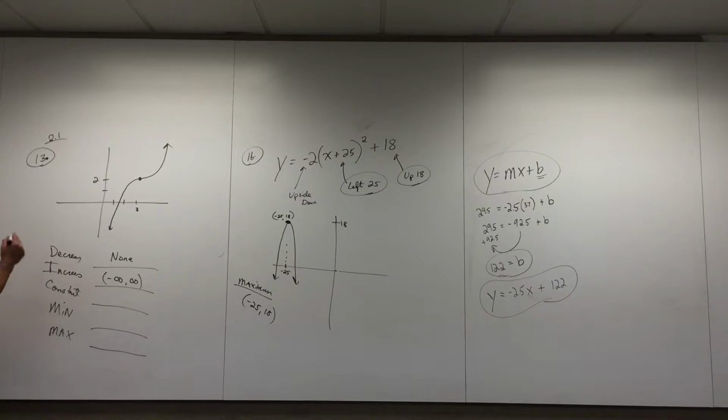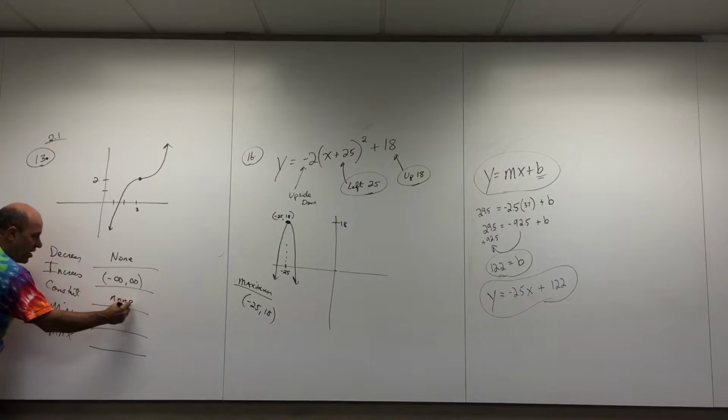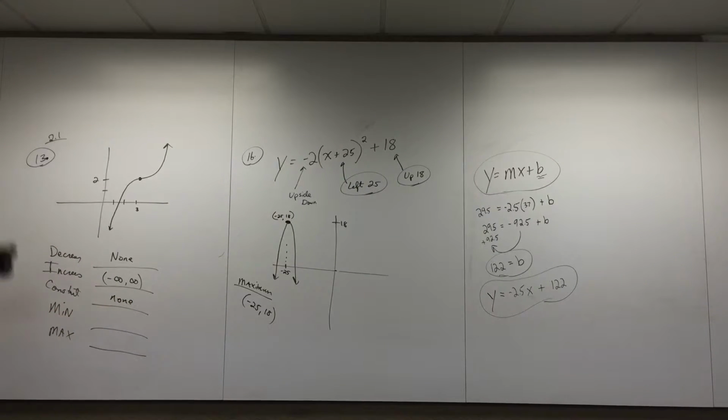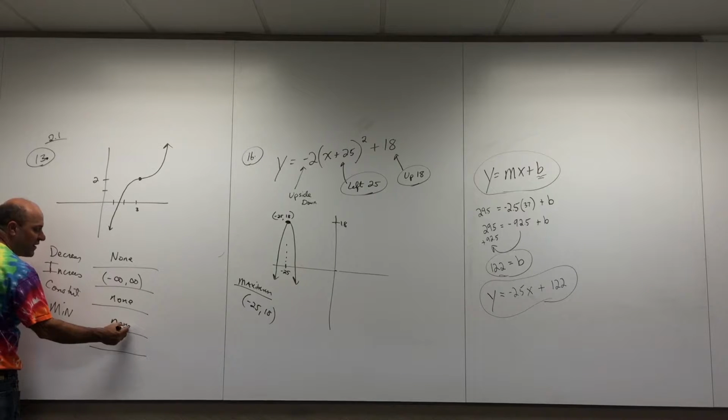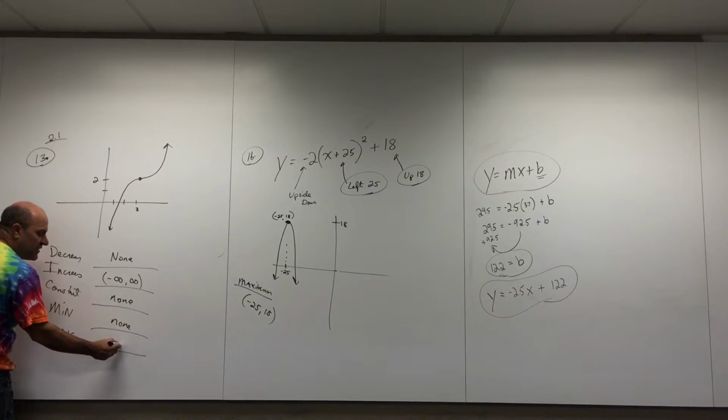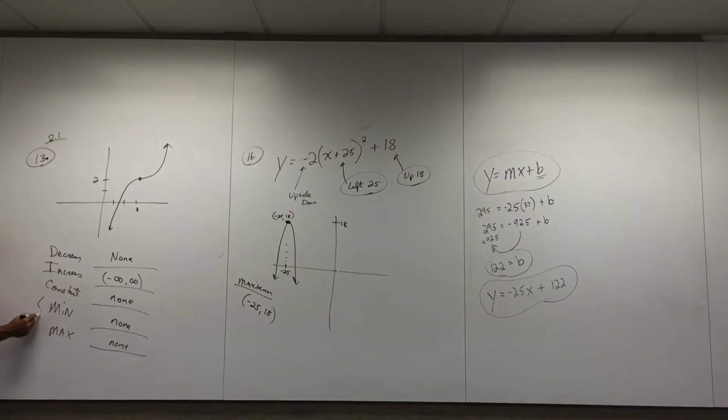Now when is it ever constant and leveled out? Never or none. What do you see, a min or a max? No, I don't see a min or a max. They're both none too. Did you say infinity? No, we don't want to say infinity, because the min or max, if you remember, we list as a point. And if the answer is infinity, it's not really a point, so we just say none.